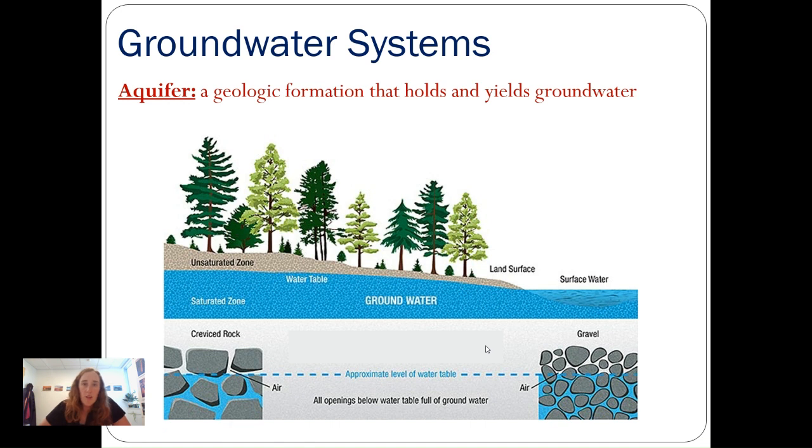So just some quick definitions to go through here. We got a couple to go through. So an aquifer is anything that holds groundwater. If we want to be more sciencey, we're going to say a geologic formation that holds and yields groundwater. An aquifer is just a rock or soil underground that has holes in it. If it's got pores, it's got gaps, it is a good aquifer because it can hold and store a lot of water.